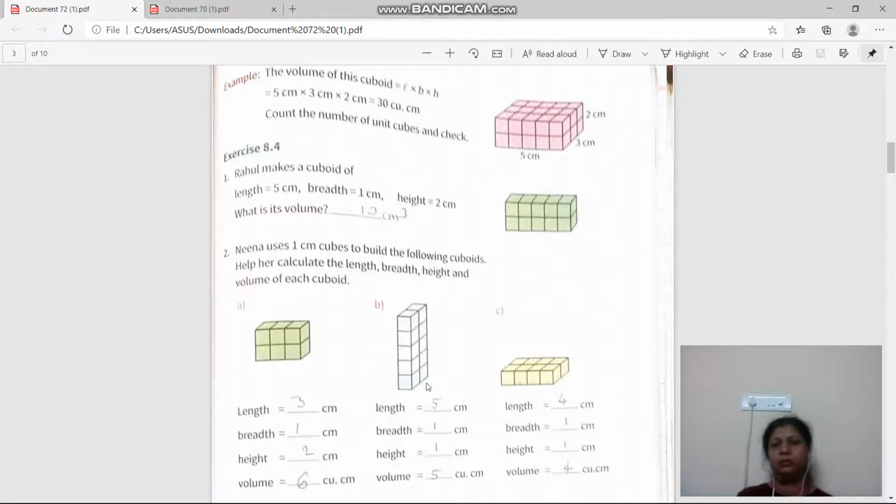I will explain the fifth one. Its length is 1, 2, 3, 4 and 5. Breadth is 1 and height is 1. That is, volume is equal to 5 into 1 into 1, that is 5 cubic centimeter. Get it? Now next.